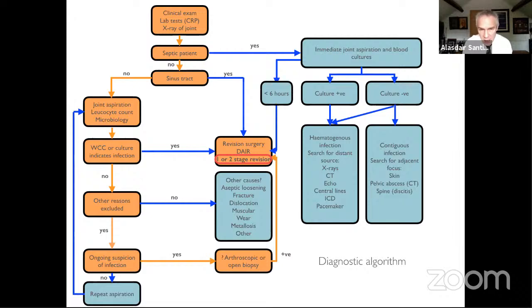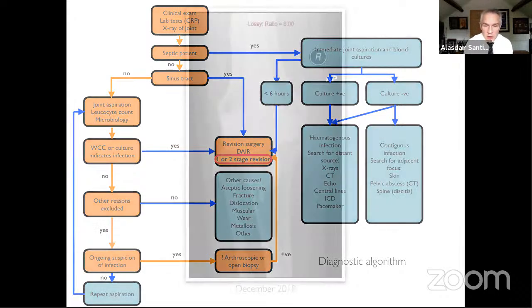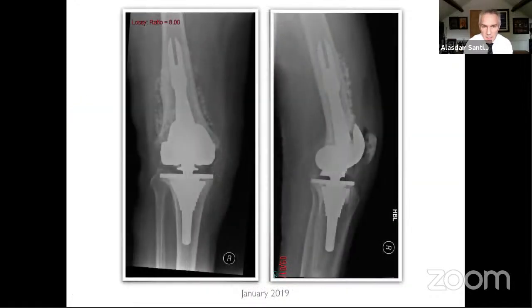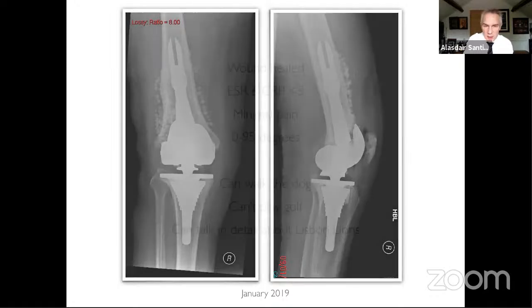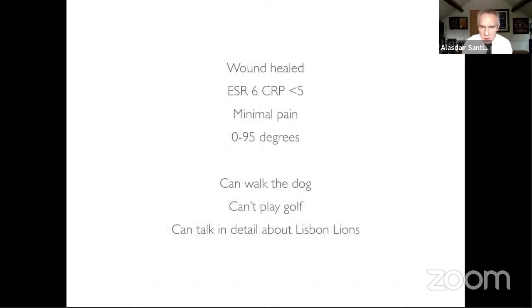So we bypass that and go straight up and do, in this case, a 2-stage revision with a spacer, and then come back in again, put a metaphyseal sleeve in. He's got Stimulan beads in there with antibiotics in there. That was in January 2019. His wound heals up. His markers come down to normal. He has minimal pain. He does lose a bit of flexion, unfortunately, which is not surprising, but now he can walk the dog. He can't play golf, but he's a happy man.